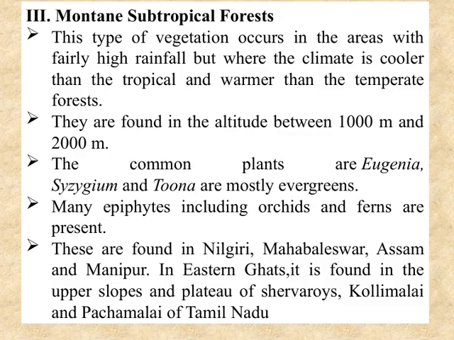Geographically, these forests are found in regions such as the Nilgiris, Mahabaleshwar, Assam, and Manipur. In the Eastern Ghats, you'll find them on the upper slopes and plateaus of areas like Shevaroy, Kalrayan, and Pachamalai in Tamil Nadu. Overall, these forests are an important part of our ecological landscape, supporting a wide variety of plant and animal life, and they help connect the tropical and temperate forest zones in our country.